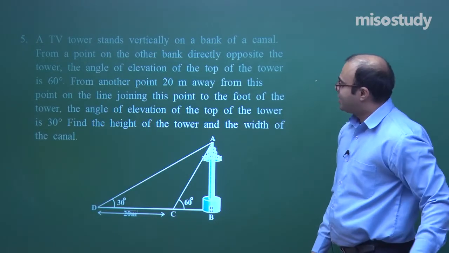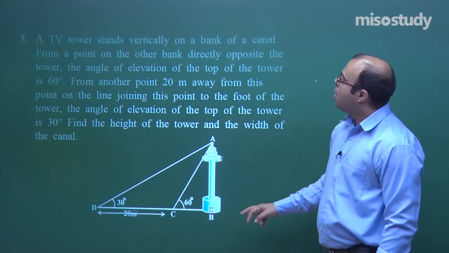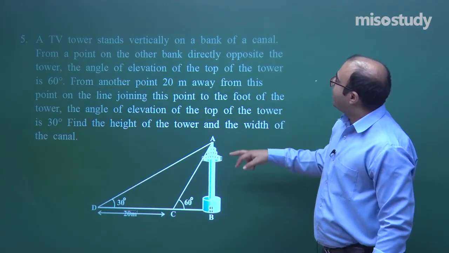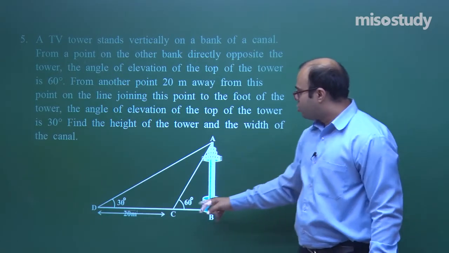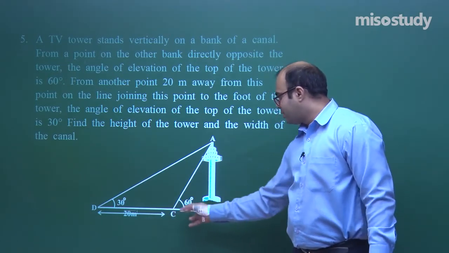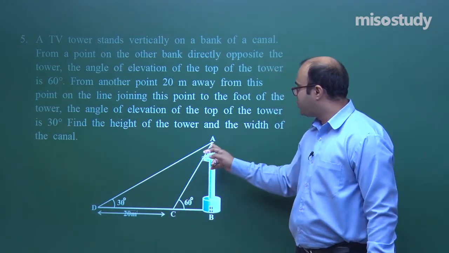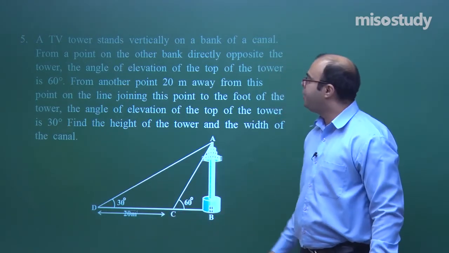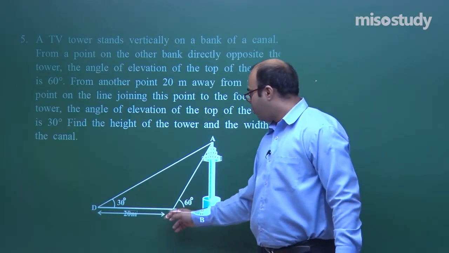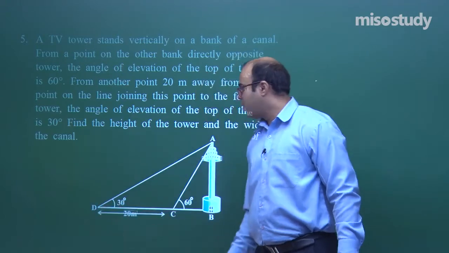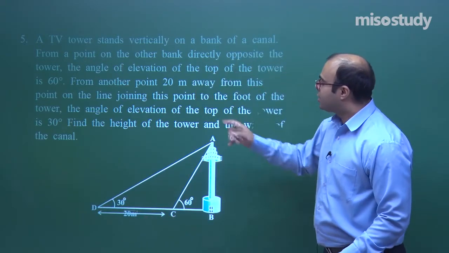A TV tower stands vertically, this is a TV tower, on a bank of a canal. From a point on the other bank directly opposite the tower, the angle of elevation of the top of the tower is 60 degree. So, this is a point opposite to the canal. This is a canal which is flowing in between B and C. From here, angle of elevation of the TV tower top is 60 degree. From another point 20 meter away from this point. So, from here we go 20 meter further away. So, from here the angle of elevation they are saying is 30 degree.